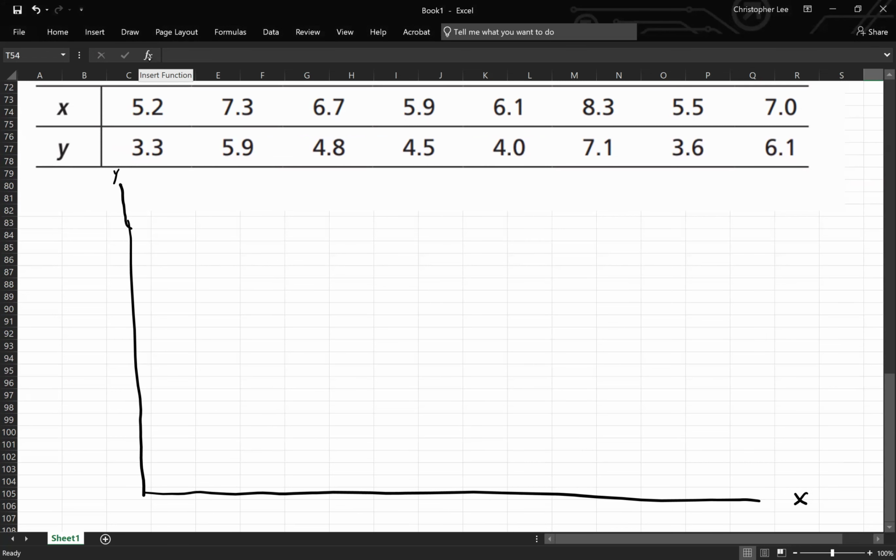Now I have to write the numbers on my axis. I have to be sure to include the largest number in my data set. So let's look at the X's right here. I have 5.2, 7.3, 6.7, 5.9, 6.1, 8.3, 5.5, 7.0. The largest number there is 8.3. So what does that mean? I need to figure out a way on how I'm going to get from 0 to at least 8.3 or better.